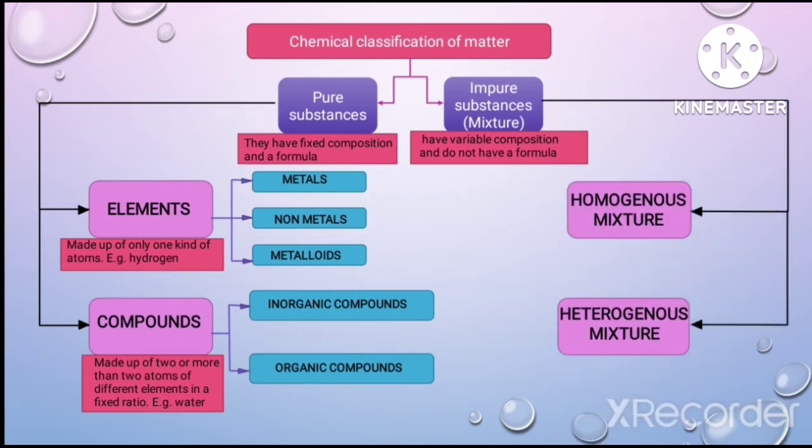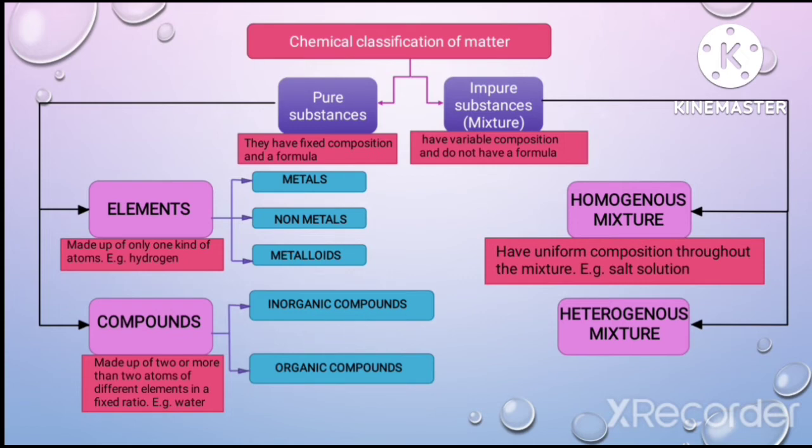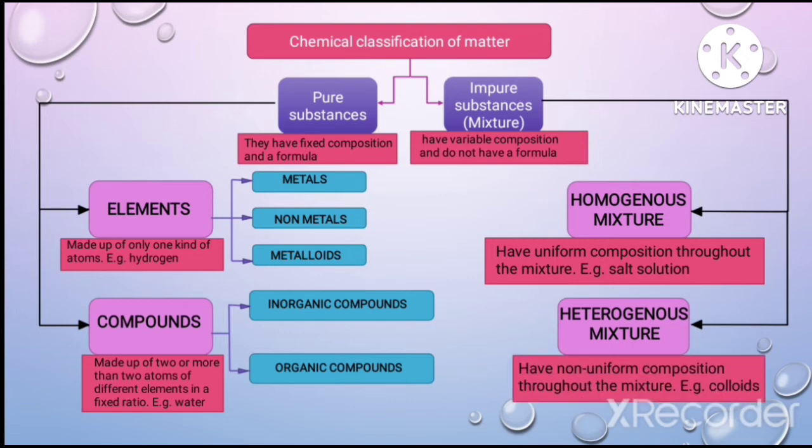Impure substances are further classified into homogeneous mixture and heterogeneous mixture. What is homogeneous mixture? Homogeneous mixture have uniform composition throughout the mixture, for example, salt solution. Heterogeneous mixture have non-uniform composition throughout the mixture, for example, colloids.